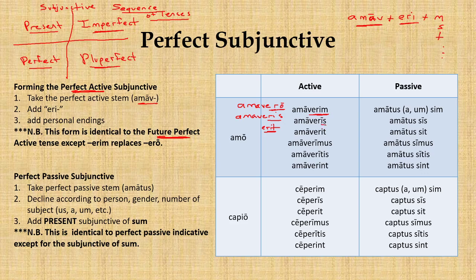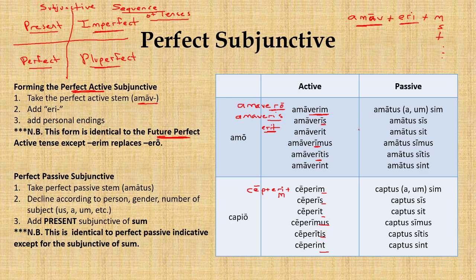Another thing that you might note that is also a bit different is the vowel. The length of the vowel of these forms is also a long i instead of a short i for those future perfect forms. But otherwise, it is a very, very consistently similar form. So as far as the active goes, it works quite similarly for the other conjugations as well. So capio, I just use capio again, but we take our perfect active stem, we add eri to the end, and then we add our personal endings. So exact same as before.